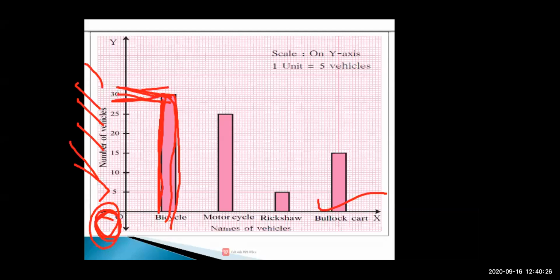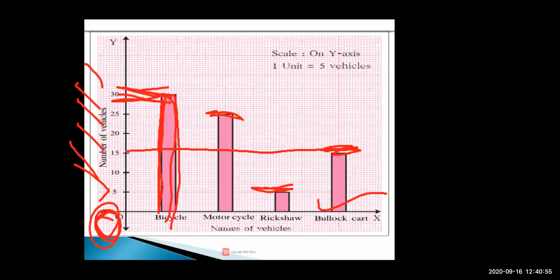Now the next picture was motorcycle. Motorcycle was how much? It was 25. So the bar should be made till 25. The next was auto rickshaw. That was 5. So in front of number 5 you have to draw a bar. Then the last one was bullock cart. That was 15. So on the line of 15 you have to draw a bar.